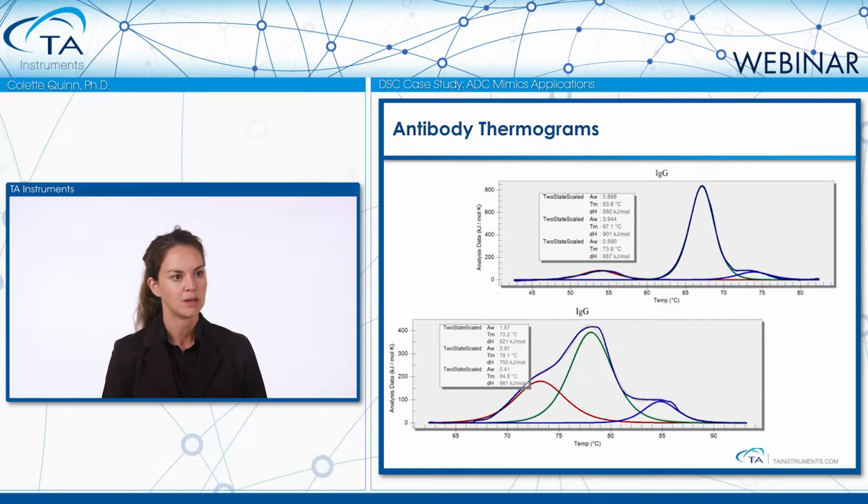Now when these domains are overlapping in their stabilities, as shown in the lower thermogram, you can still deconvolute and then assign. It's very typical in the unfolding of an antibody that you have CH2, FAB, CH3 in that order.